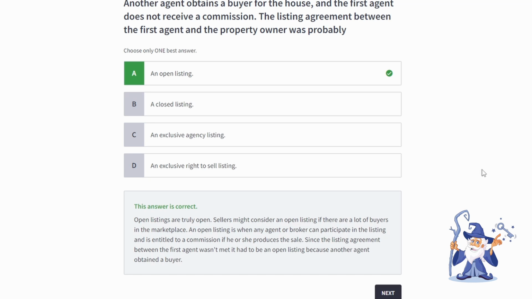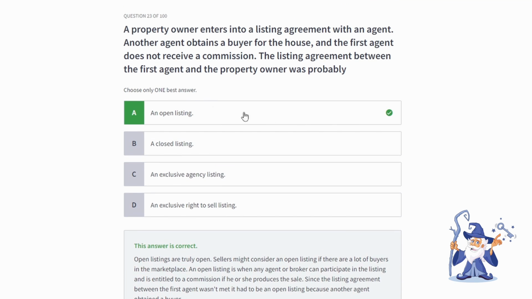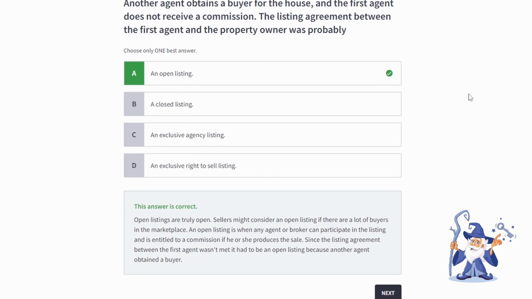Since the listing agreement with the first agent wasn't met, it had to be an open listing because another agent obtained a buyer. The hint in this question comes where it says the first agent does not receive a commission, meaning we can deduce that it's an open listing because they didn't receive a commission. If they did, it would be a different form of listing, which we potentially will talk about later.